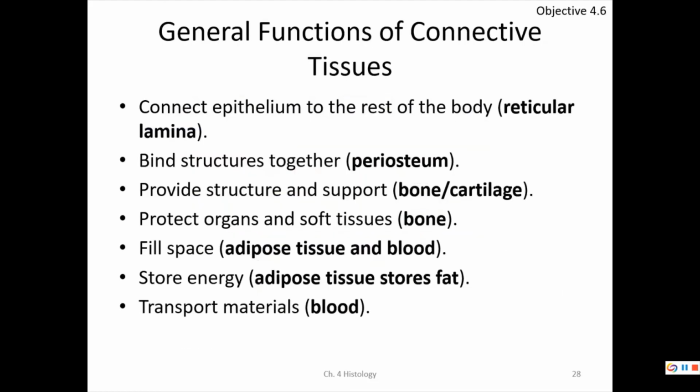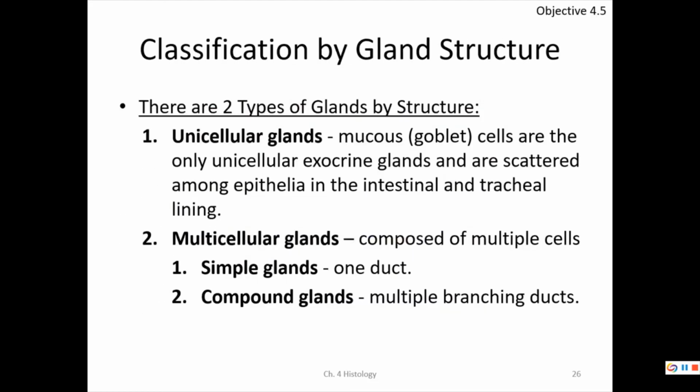Now, the last thing I want to talk about is the types of glands. There are two ways to describe them based on their structure: whether it is one cell or multiple cells. If it's a single-cell gland, it's called unicellular. The example of that is a mucus cell, or goblet cell. It's exocrine. It makes the mucus. It's found in your intestinal tract, your tracheal lining, amongst other epithelia that produce mucus.